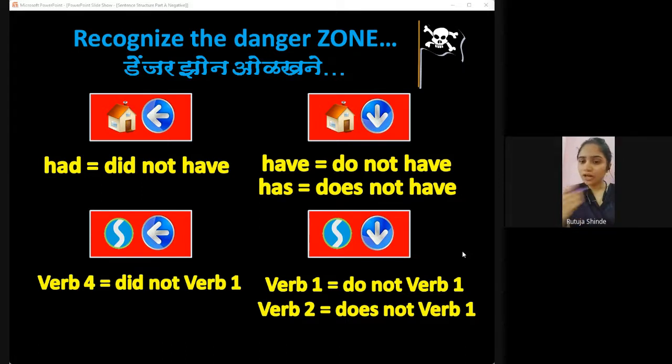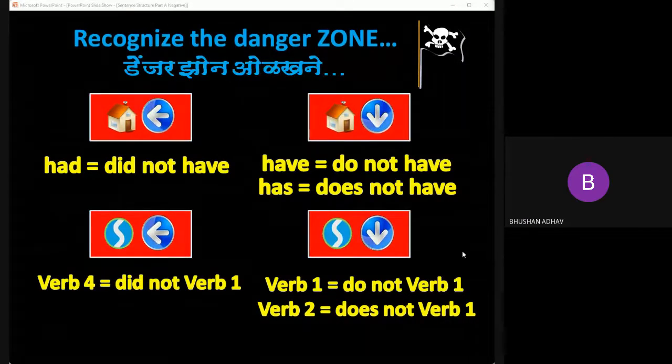"She did not admitted her mistake in that report." It's not "admitted," Rutuja. It's "admit," because V4 changes into V1. Understood? Yes. "Admitted" is the V4. And here, if you see the screen, V4 becomes "did not" V1. Okay. Preeti ma'am, what about the L sentence? Easy?